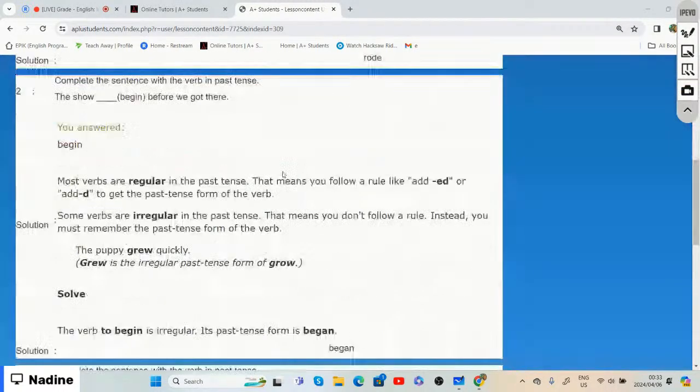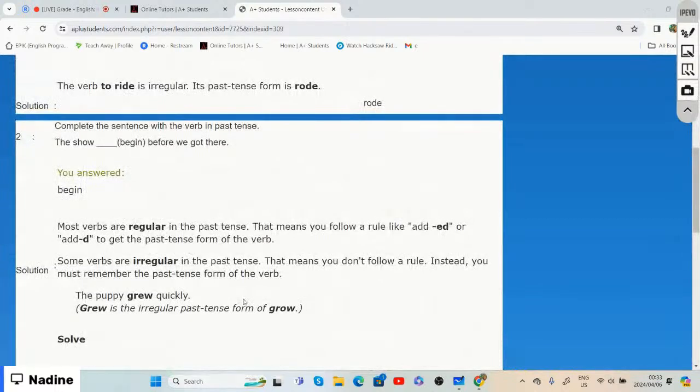The show begin before we got there. Yes, rode is correct. Well done. The next one is the show begin before we got there.